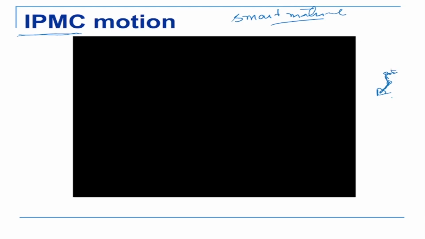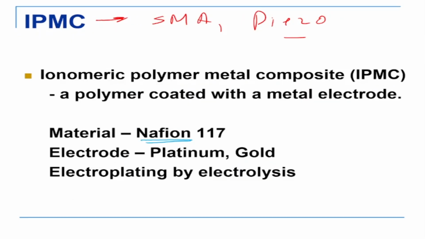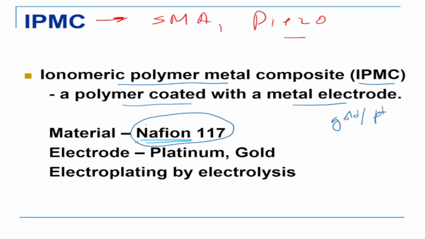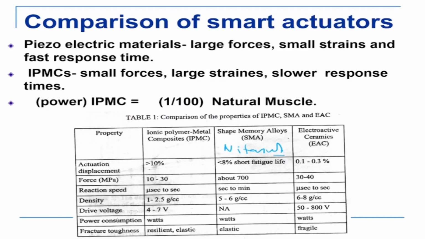So these are called electroactive polymers, and the material is ionic. It's IPMC, or ionic polymer metal composite. So this is a polymer which is basically coated with a metal electrode, either gold or platinum. In terms of the material, it is called Nafion 117. So that's the material of this polymer.